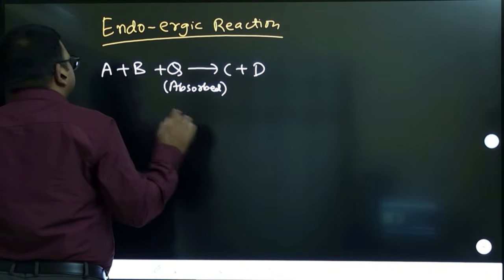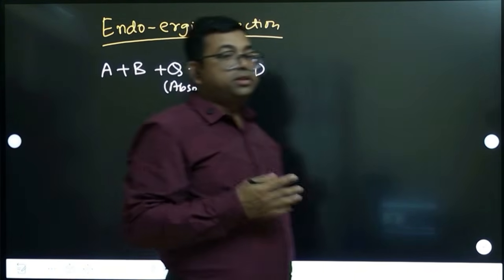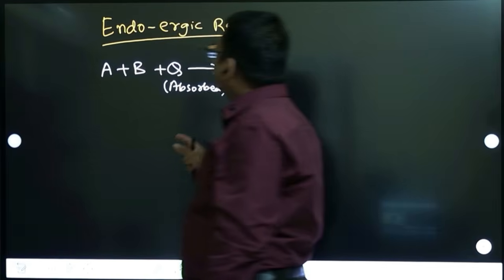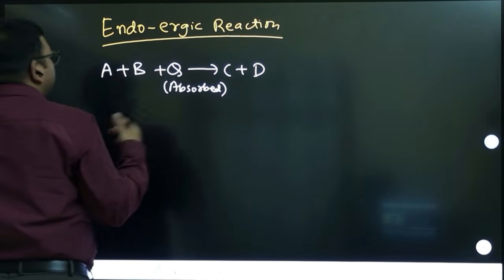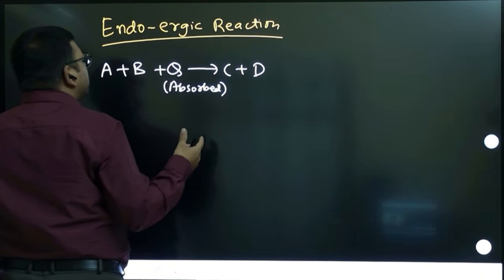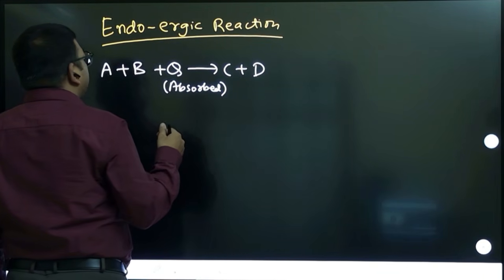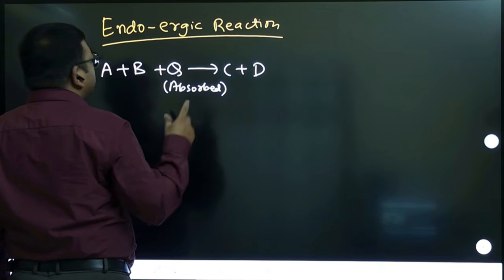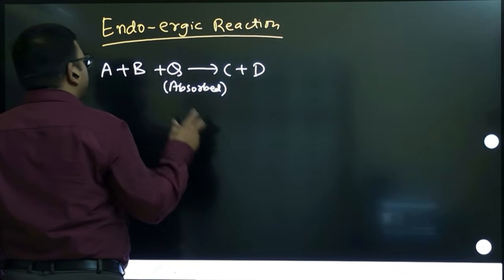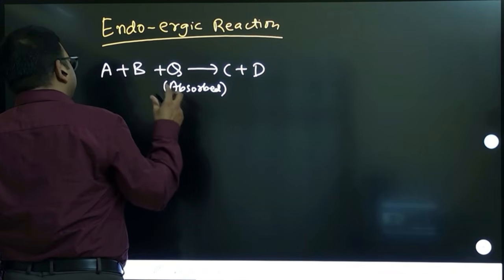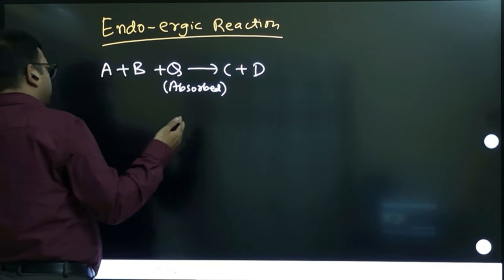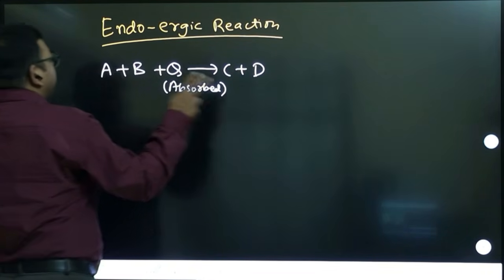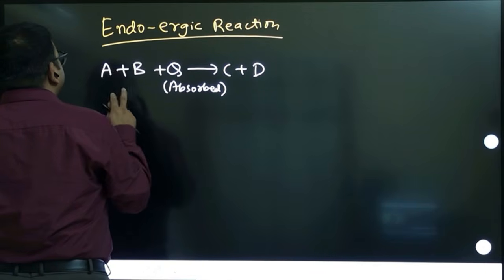So, endoergic reaction. Today we'll try to wind up this chapter. Few things are there. Let us cover that. Endoergic reaction means A plus B and Q, which is heat absorbed, gives C plus D. Here we should note that the mass of A plus B is going to be smaller than the mass of C plus D, because energy is on this side. This energy is in a way a mass, because energy and mass are equivalent. So right side mass is larger, left side mass is smaller.